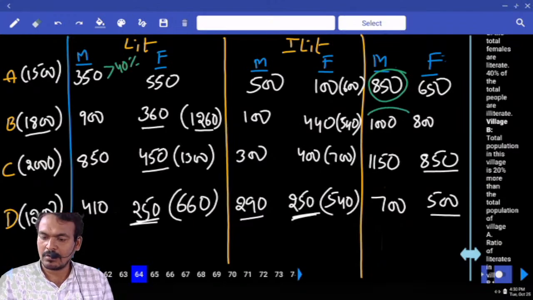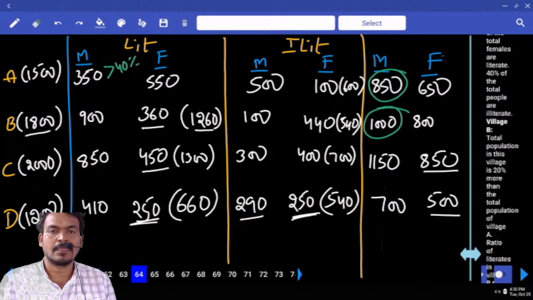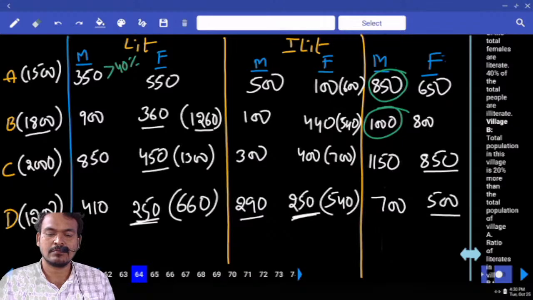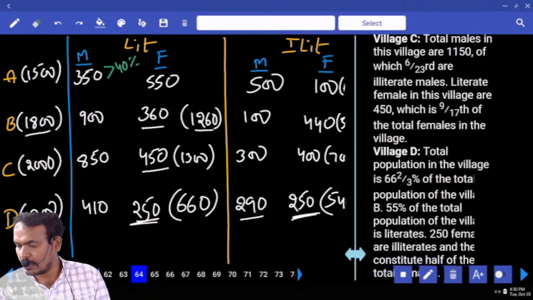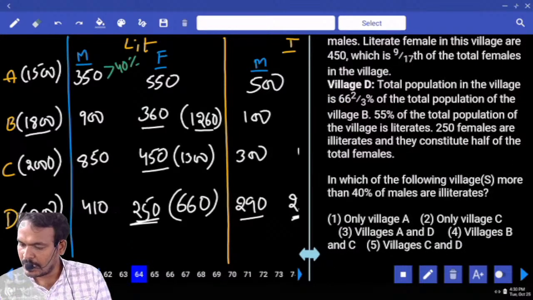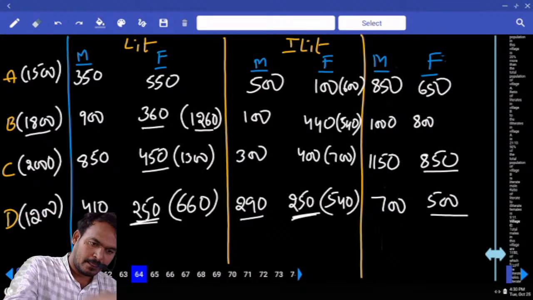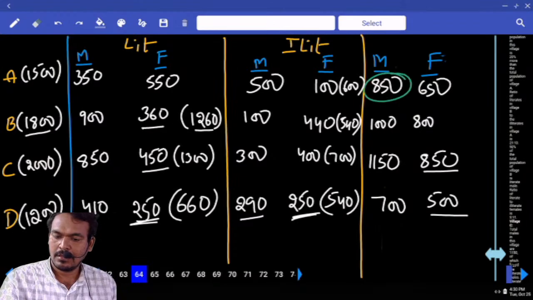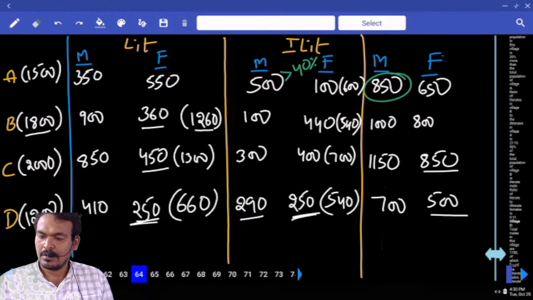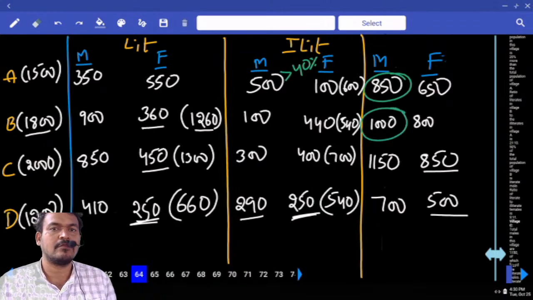Next, what are the total males in village B? 1000. In that 40%? 400. What is the question here? Illiterates or literates? Illiterates. It is greater than 40% or less than 40%? Out of 1000, what is the 40% value? 400. But it is less than 40% or not?